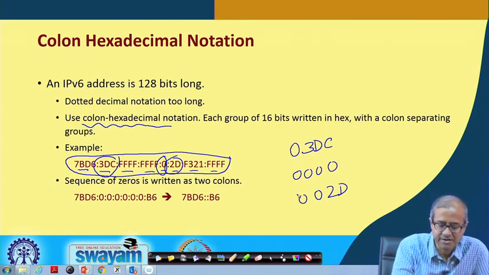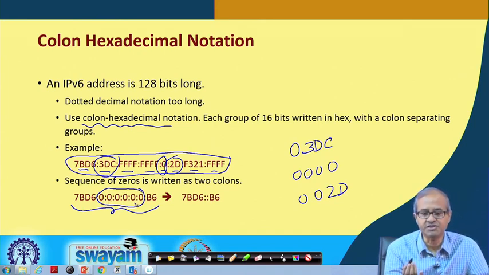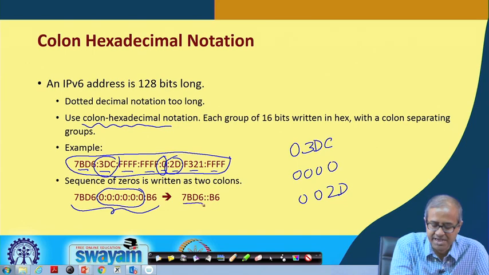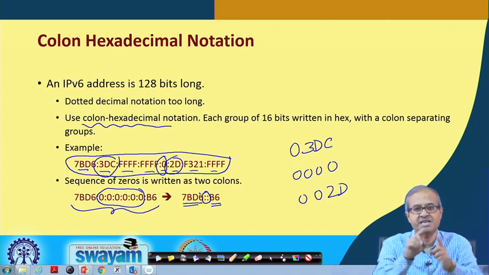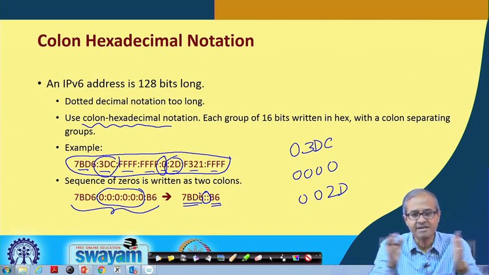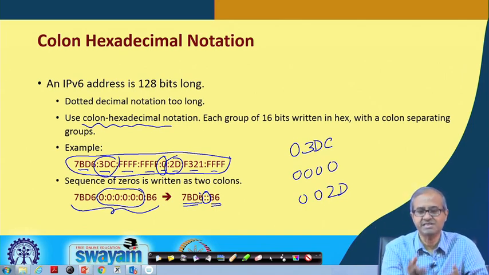If there are a large number of zeros in between, which is often the case as I told you, you can either write it like this, or you can even use a shorter version. The beginning is non-zero, the ending is non-zero, and in between everything is 0. You use 2 colons side by side, which indicates that everything in between is all zeros. So, these are some ways to express the IP version 6 address in a compact fashion.